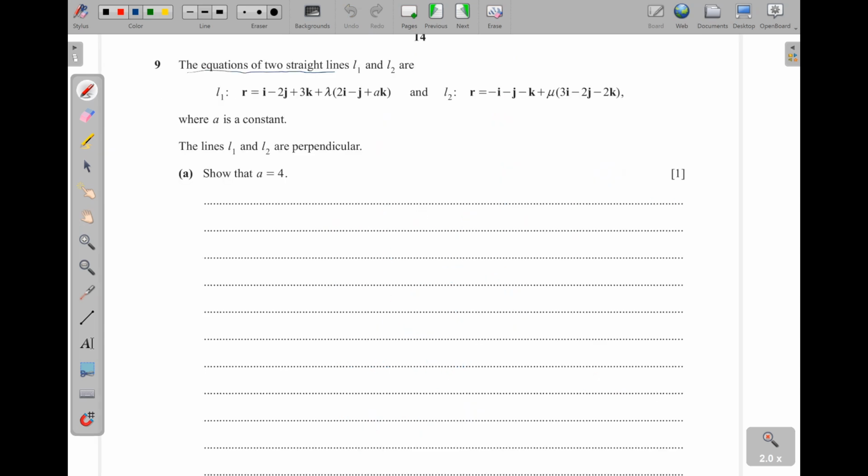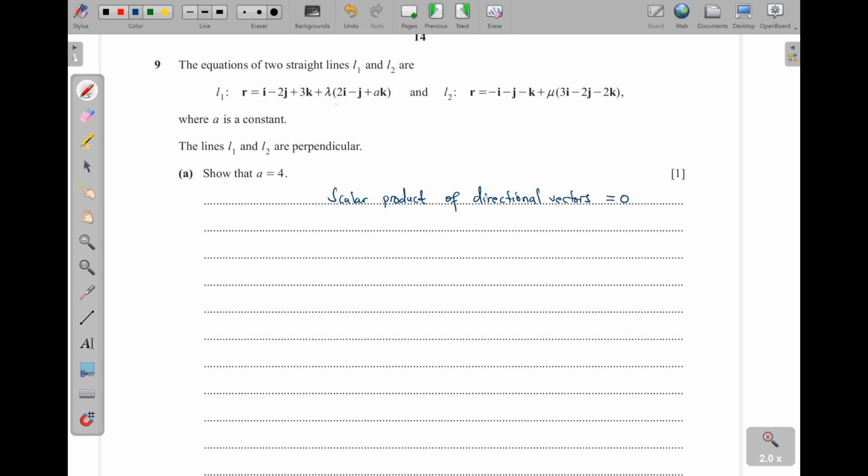Question 9 is from vectors. The equations of two straight lines L1 and L2 are these ones here, where A is a constant. The lines L1 and L2 are perpendicular, show that A is equal to 4. So for two perpendicular lines, that means the scalar product, or the dot product, of their directional vectors must be equal to 0.